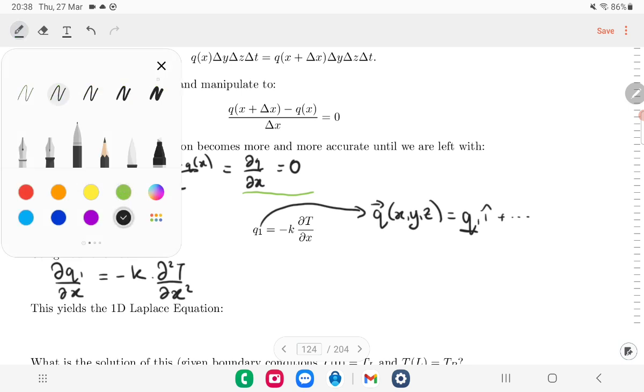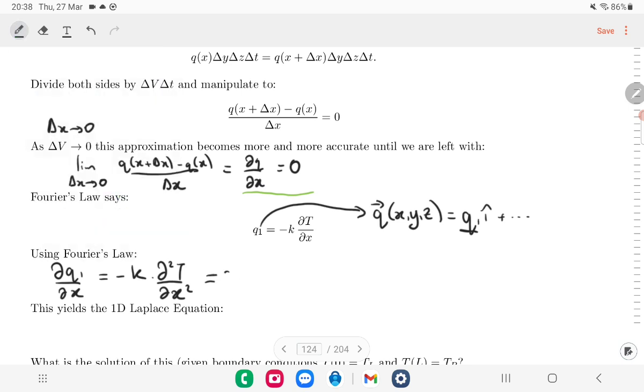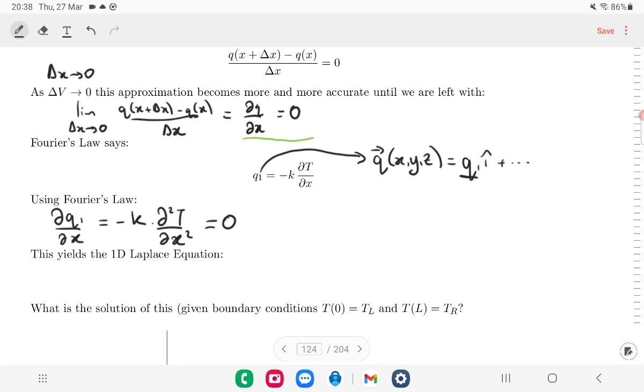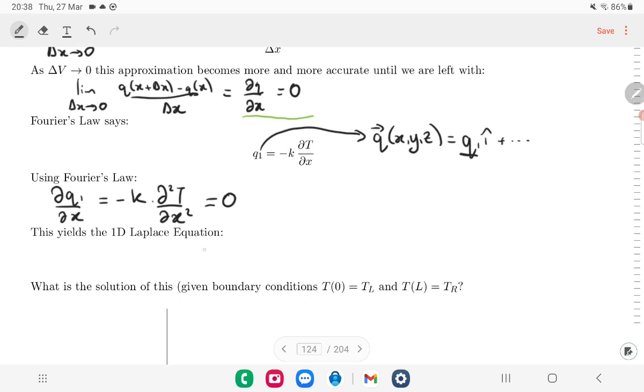So actually what we've shown is that this constant times the second derivative is 0 when we're in equilibrium. So divide both sides by K and multiply both sides by -1. We have just derived the one-dimensional Laplace equation. We've already seen this with x and y, and this is just with x. So this is the equilibrium temperature for the rod.